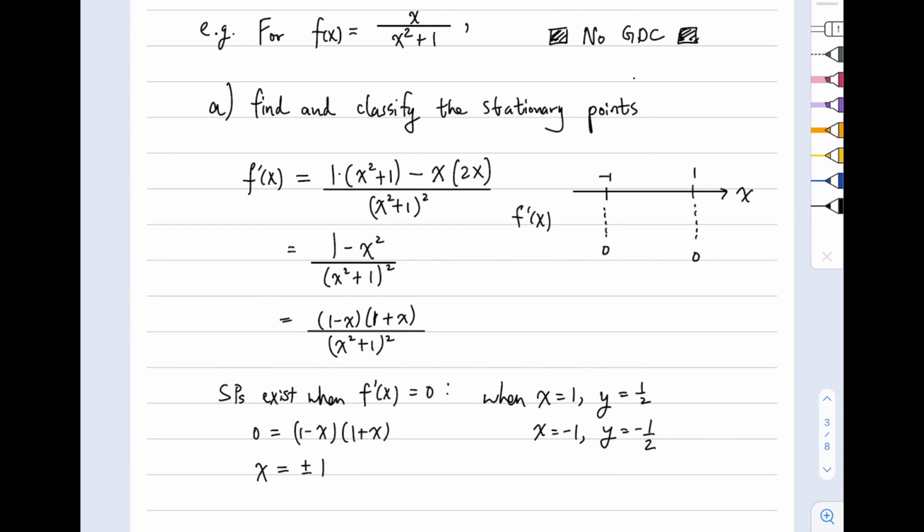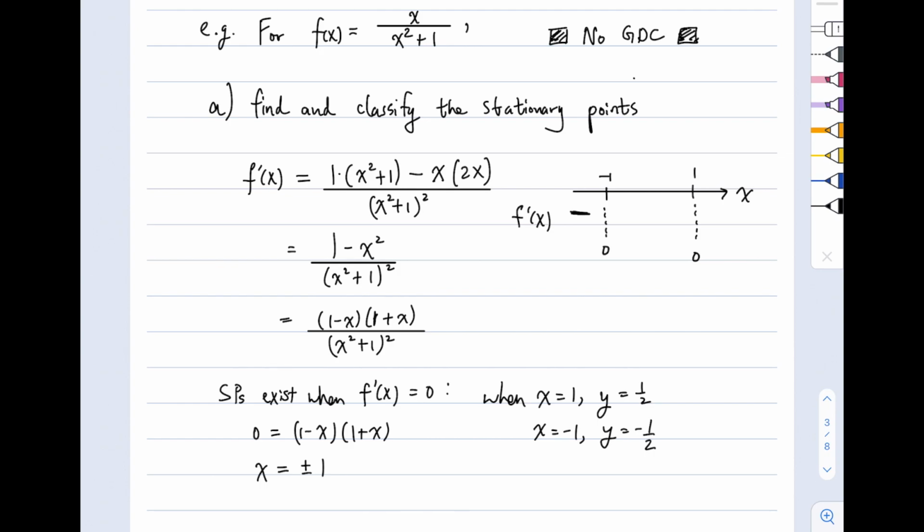Now, I didn't even consider this one, and this is an important skill to have. You need to be able to quickly recognize when something is always positive. We know that x squared plus 1 is always positive. The parabola has no x-intercepts, and it opens up. And so x squared plus 1 all squared is also always positive. So you don't even have to consider this. You just look at the signs of the numerator.